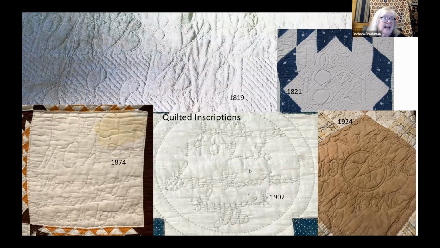Quilted inscriptions is the last I'm going to talk about. I did find a little bit of difference. I've seen it from about 1800. You have to remember that you don't get much white work until you have really a lot of access to white cotton thread. And that would be about 1800, 1810. So here's an early one, another one 10 years later, no, 3 years later.